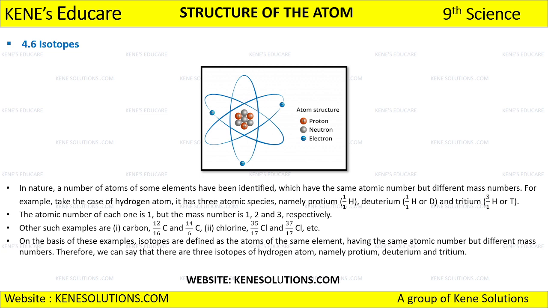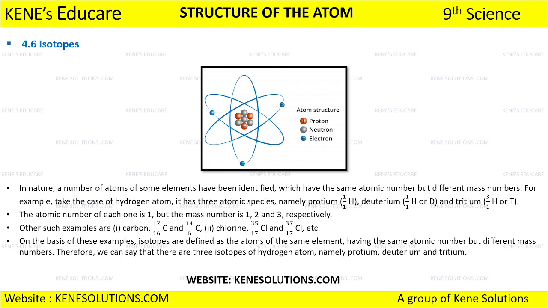After this, now we need to discuss what exactly isotopes are. So see, in nature, a number of atoms of some elements have been identified which have the same atomic number but different mass number. For example, take the case of hydrogen atom. Hydrogen has three atomic species, namely protium, deuterium or tritium. These are the three atomic species that hydrogen atom has.